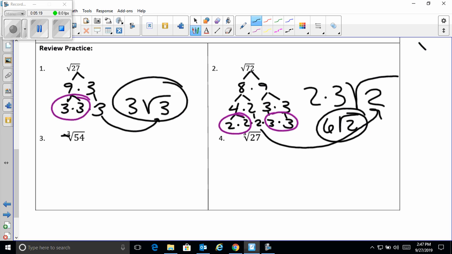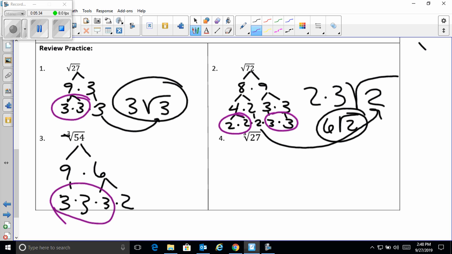Cube roots tell me, hey, I need groups of 3. And we'll break this down to 9 and 6. 9 breaks down to 3 and 3. 6 breaks down to 3 and 2. Now I'm looking for 3 amigos. There's my 3 friends. We get to leave. And what's going to stay behind in the cube root? The 2, it doesn't have friends to leave with. So 3 cube roots of 2.